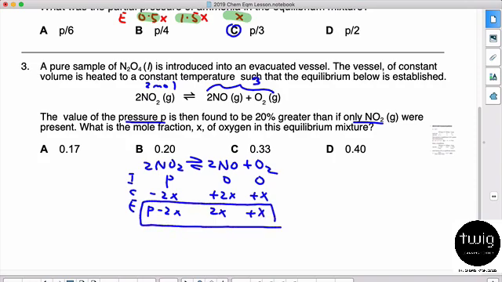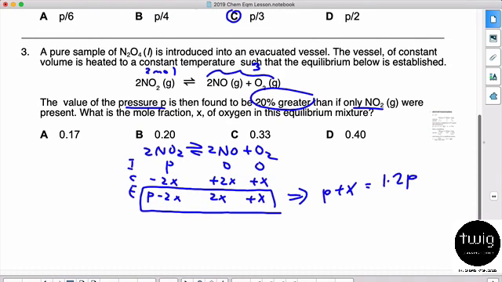If you add up everything, you realize this is actually your P plus x, right? And this is how many P? It's 20% greater. The final pressure is found to be 20% greater than the original. So this is how many P? 1.2 P. Good. If this is 1.2 P, you know what's x? x is 0.2 P. Okay?